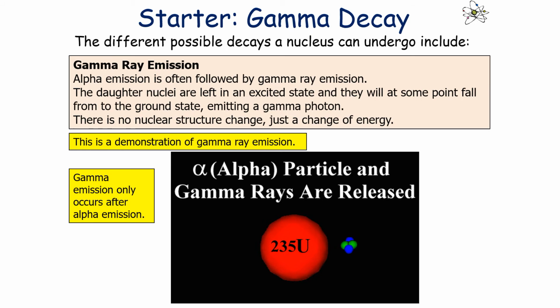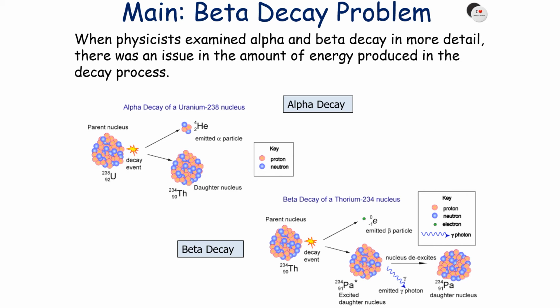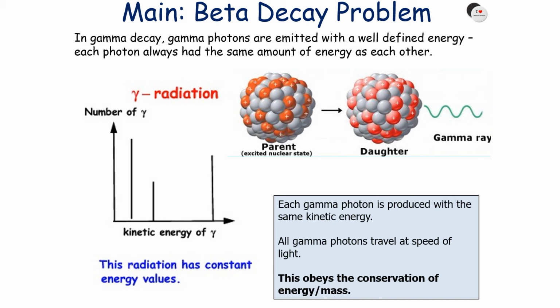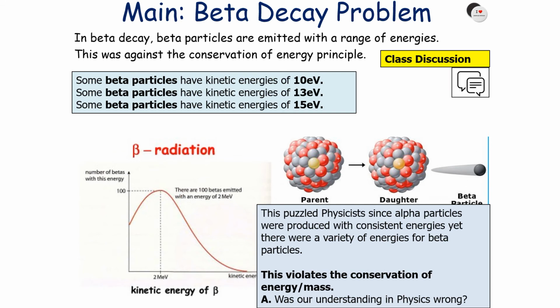Now, when you look at alpha and beta decay in a bit more detail, you'll notice that there's an issue with the amount of energy produced in the decay process. With alpha decay, each alpha particle is produced with the same rest energy and the same kinetic energy. So all alpha particles travel at the same speed. They obey the conservation of energy and mass. And with gamma decay, your gamma photons are produced with a known amount of kinetic energy, so we're conserving energy and mass. But with beta decay, some beta particles had more kinetic energy than others, so there was a variation of energies that the beta particles possessed, which seemed to violate the conservation of energy and mass.